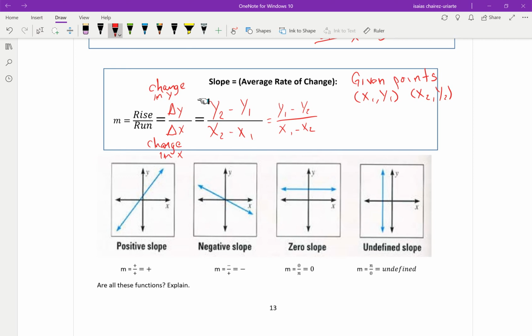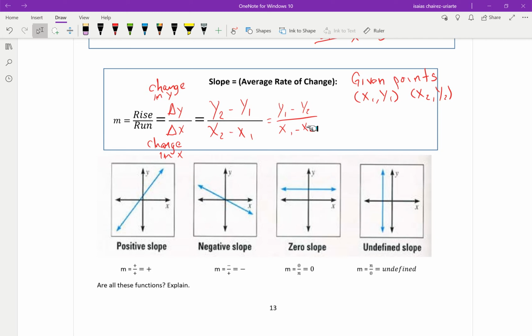Now, if you give me two points, the point x1, y1, and another point x2, y2, I can compute the slope by forming this fraction. So it's the change in the y's in the numerator, the difference in the y coordinates, y2 minus y1, divided by the change in the x coordinates, x2 minus x1. And it's the same thing as y1 minus y2 divided by x1 minus x2. Just be consistent.